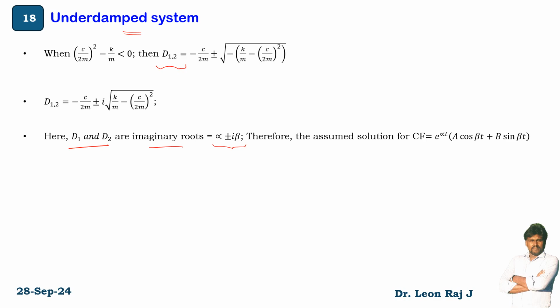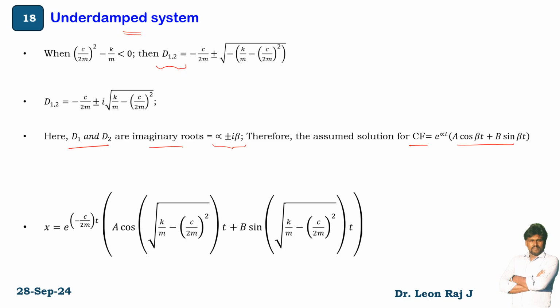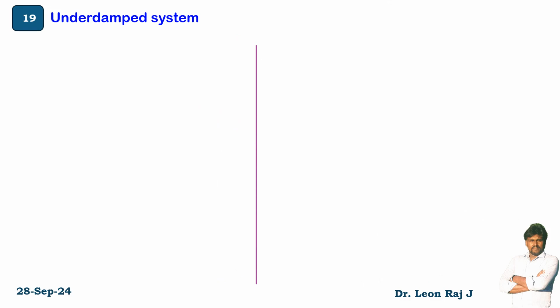Alpha plus i beta are the complex numbers. If that is the case, then your complementary function is e power alpha t times (a cos beta t plus b sin beta t). So this is your alpha and this is your beta. Alpha is written as minus c by 2m, and beta is nothing but square root of k by m minus (c by 2m) whole square. So your response is x equals e power minus c by 2m t, times (a cos omega dt plus b sin omega dt). So this is the damped natural frequency.